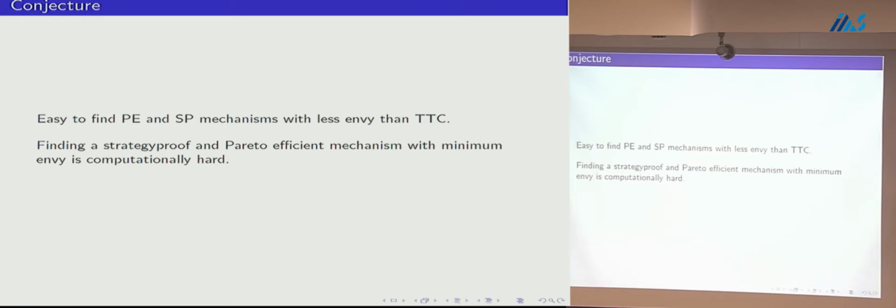So what is our conjecture? Something that we are still working on. I think finding a strategy-proof and Pareto efficient mechanism with minimum NV is computationally hard when there is more than one seat at some schools.